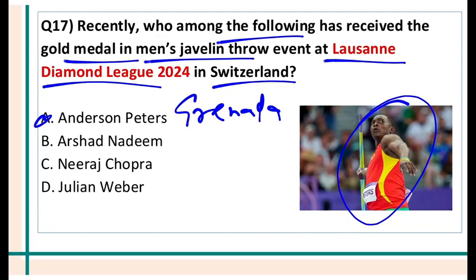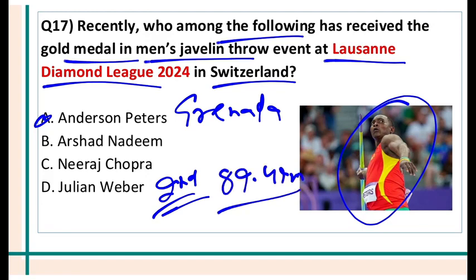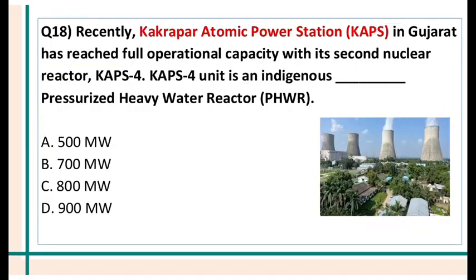So he finished number 1 and he's a 2 times world champion. What about Neeraj Chopra? Neeraj Chopra finished second, right? And Julian Weber of Germany finished third. So Neeraj Chopra threw 89.49 meters to finish second in the Lausanne Diamond League.